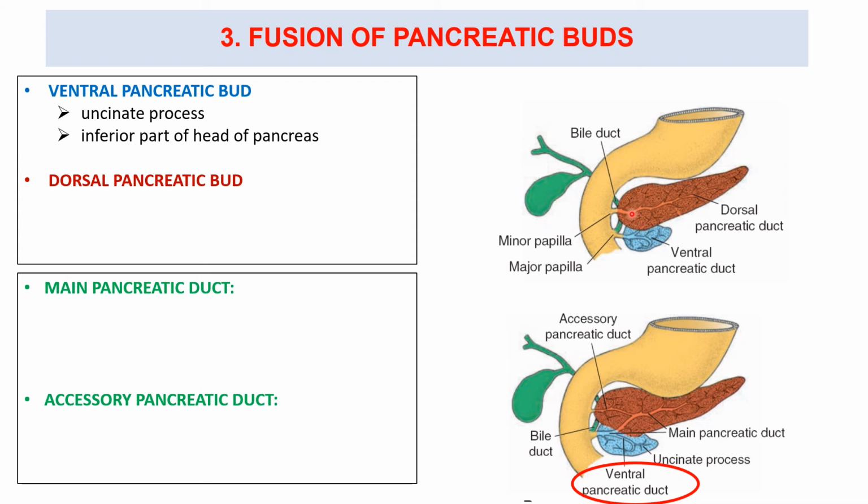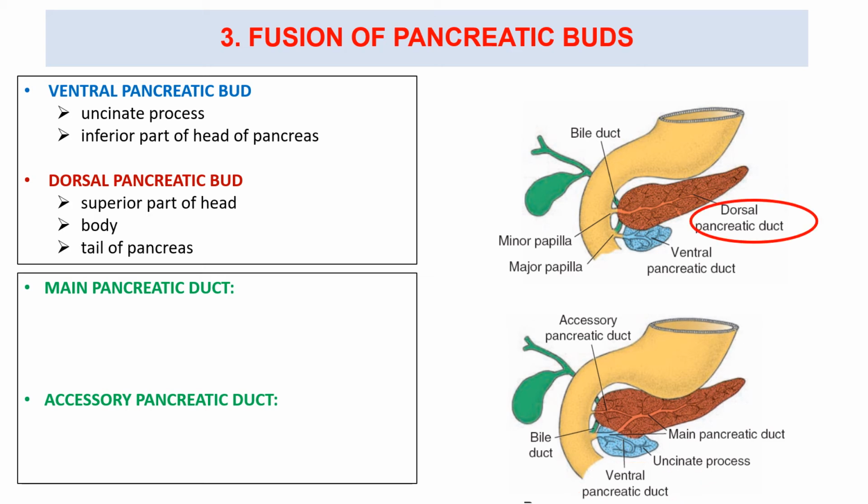So the structures that are going to be developed from the ventral pancreatic bud: the ventral pancreatic bud will form which portions of the definitive pancreas? They will form the uncinate process. You have done it in gross anatomy, the uncinate process and the inferior part of the head of the pancreas will be formed by the ventral pancreatic bud. What will be the derivative of the dorsal pancreatic bud?